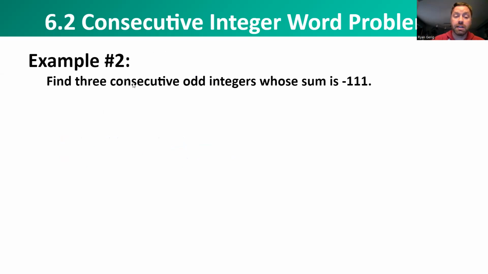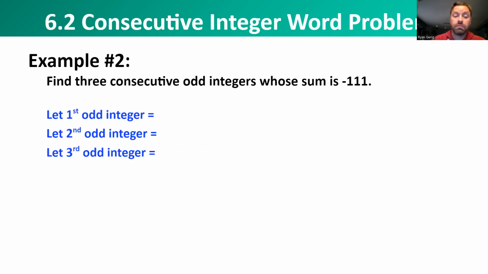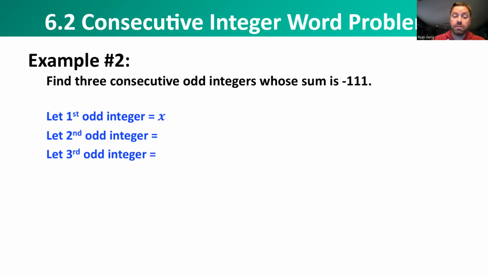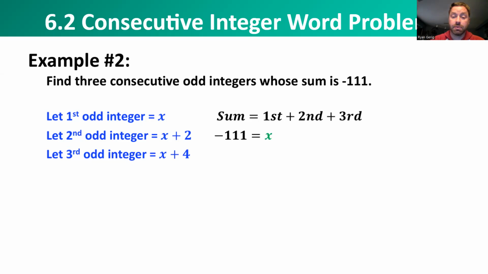So we're going to do one of those with the consecutive odd integers. We're going to find 3 consecutive odd integers whose sum is negative 111. So first odd integer we're going to say is x. The second one would be x plus 2. And the third one would be x plus 4. Sum means we're adding those 3 numbers together. So the first number plus the second number plus the third number. The sum we know is negative 111. The first integer is x, second one is x plus 2, and the third one is x plus 4. Combine like terms: x plus x plus x is 3x, 2 plus 4 is 6.